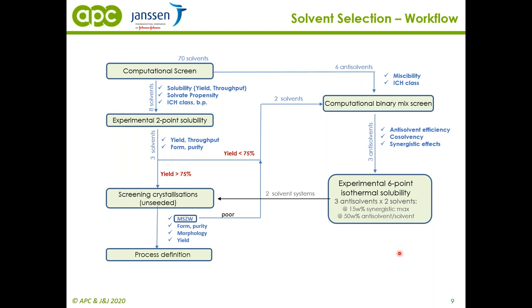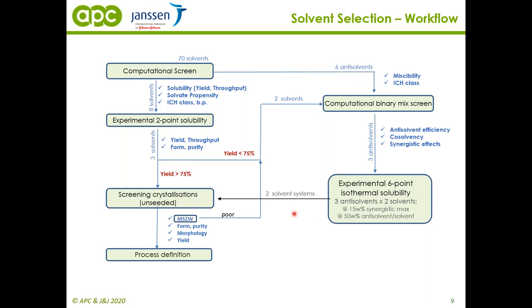Is it really the synergistic maximum? We want to validate if the computational screen is really predicting that synergistic maximum, that it's really happening. And in case there is a significant drop, so the anti-solvent is quite sufficient, then we go, for example, to test at 50 vapor percent, is it really reducing the solubility drastically.